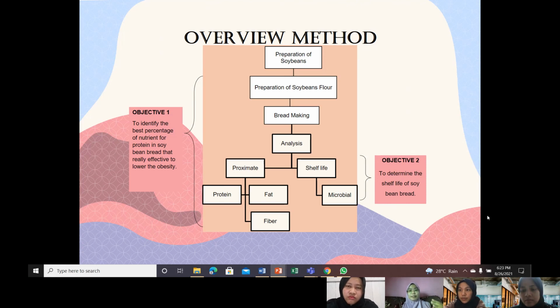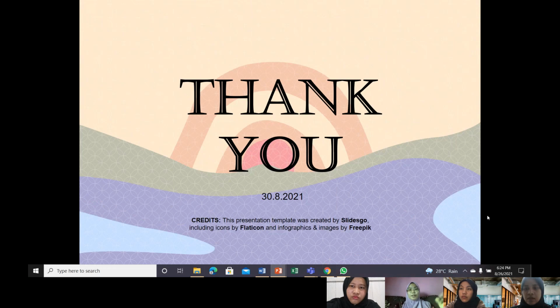Also the shelf life analysis: the shelf life of food is the time between the production or packaging of the product. Also microbial: as the temperature increases, the rate of microbial growth increases. It needs to examine the presence and amount of yeast that causes bread to perish. That is all from us. Thank you.